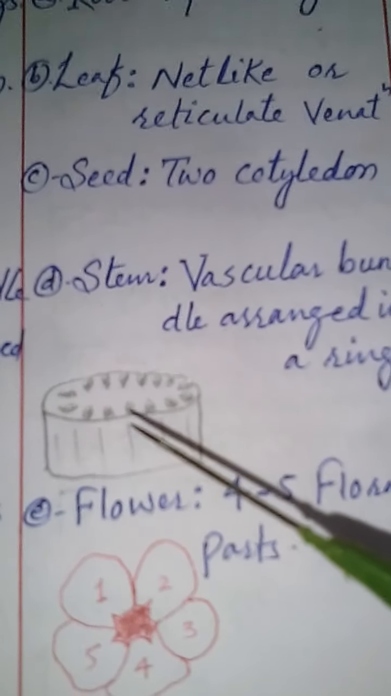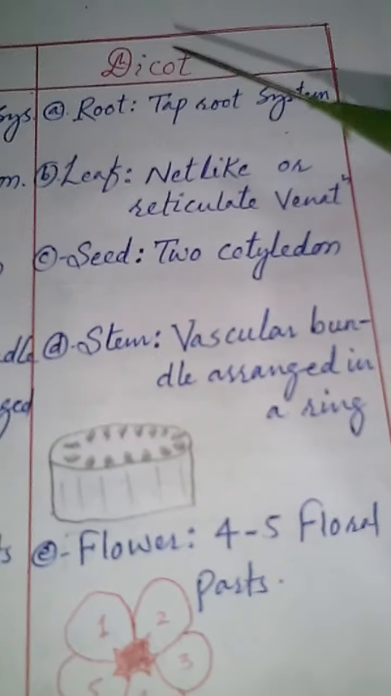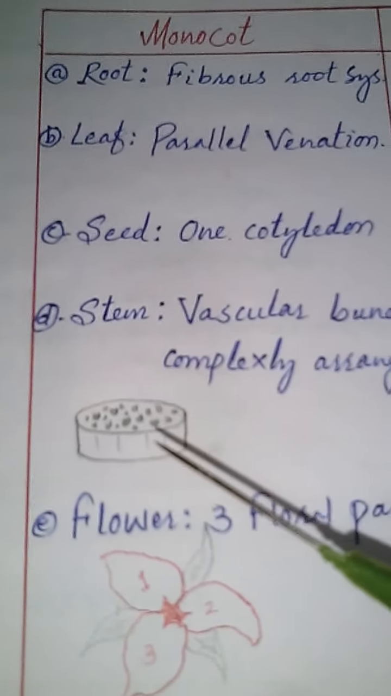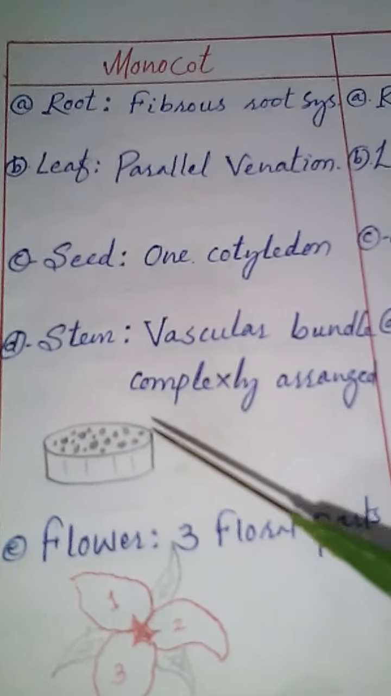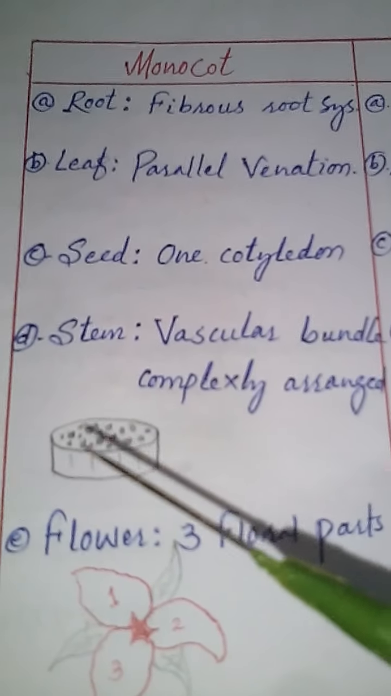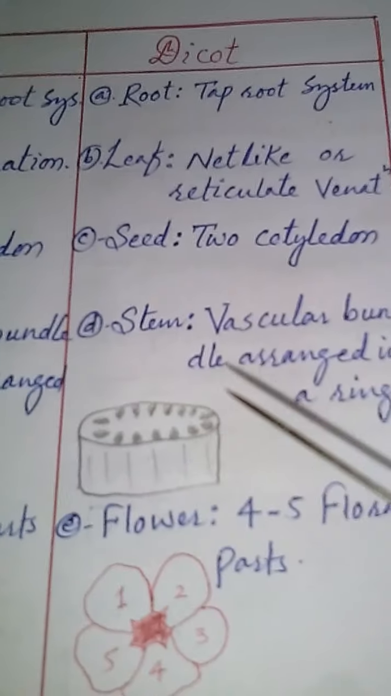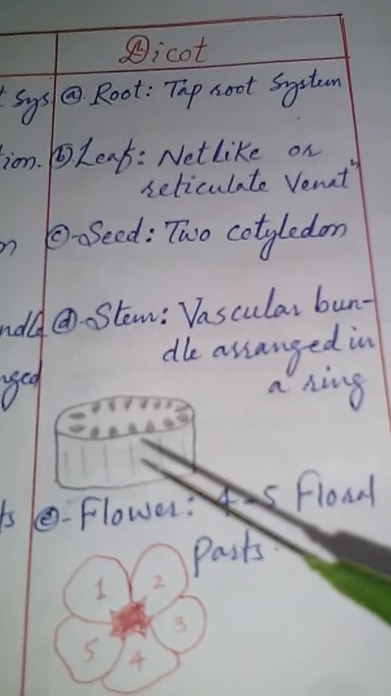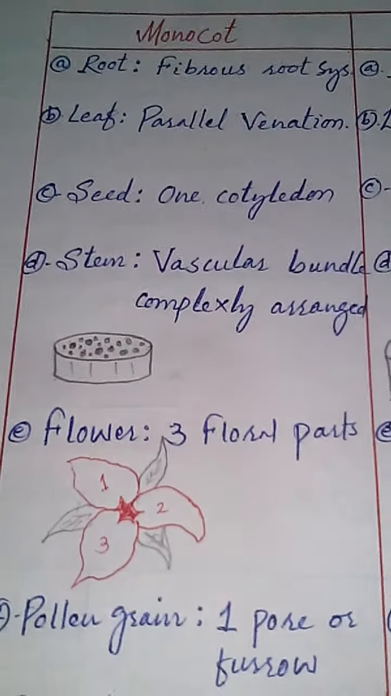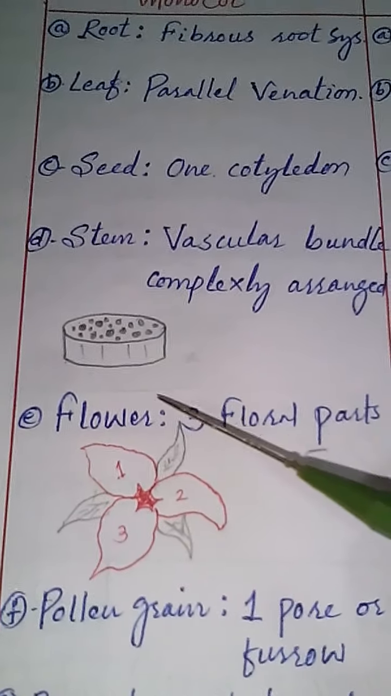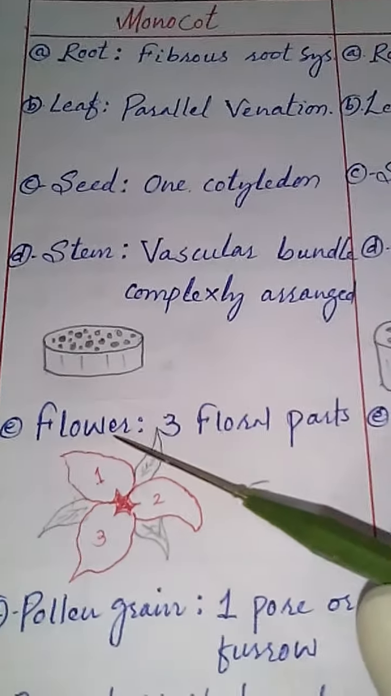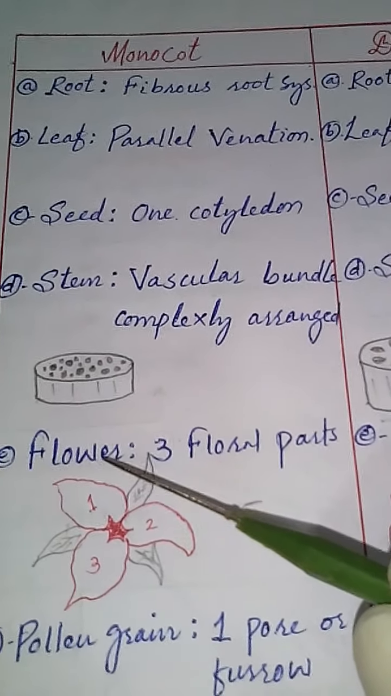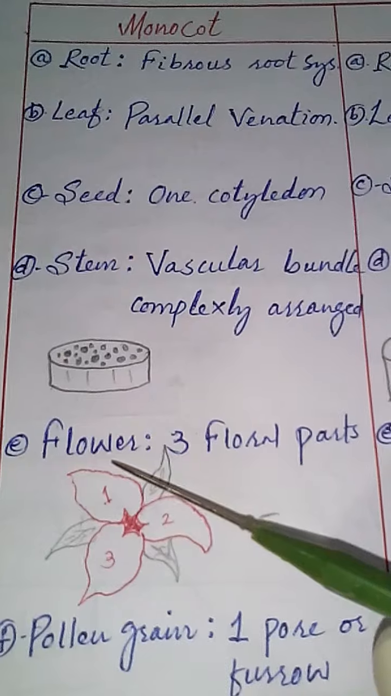So this is the stem of the dicotyledonous plant, and this is the stem of the monocotyledonous plant. In the monocotyledonous plant, the vascular bundle is scattered or spread everywhere in the whole stem, while in the stem of the dicotyledonous plant, the vascular bundle forms a ring-like structure. Now the next point to compare between the monocotyledon and dicotyledon is the flower.